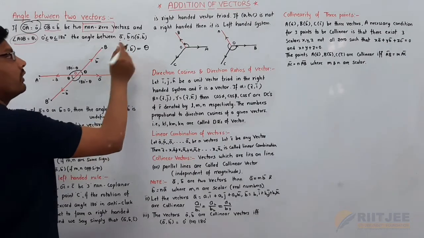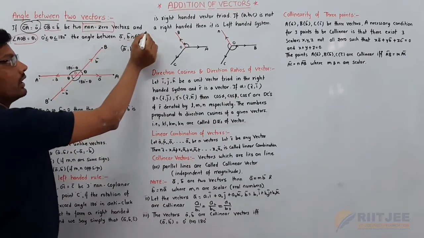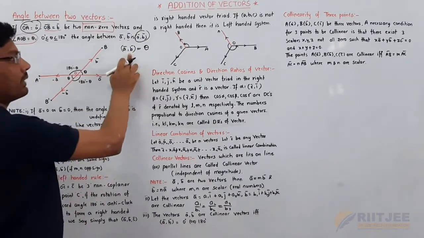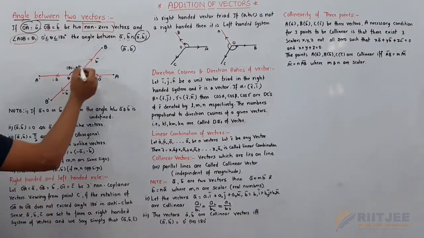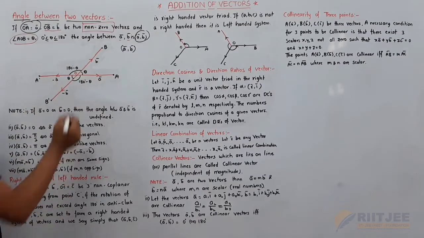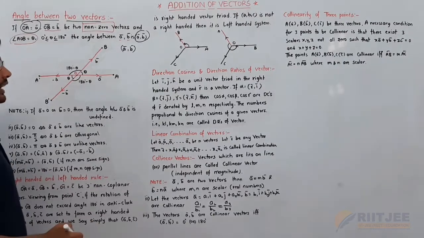So the angle between the two vectors A bar and B bar can be written as the angle (A bar, B bar). This can be written as theta. See here, we have two vectors A dash and B dash here. They are intersecting at point O.